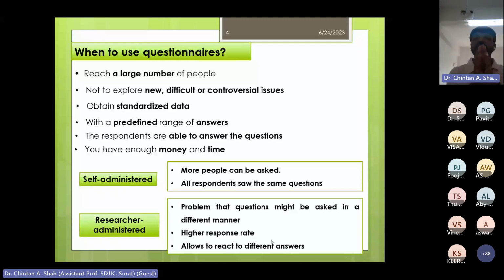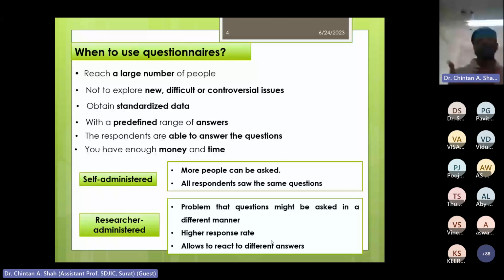So you can do all the things at a time. You can obtain standardized data. With the help of a predefined range of questions, you can get certain limited answers, and respondents are able to answer the questions. Yes, you can ask in such a manner that respondents can answer the questions easily.